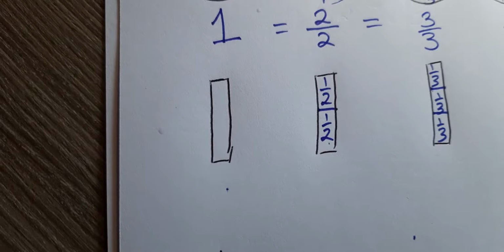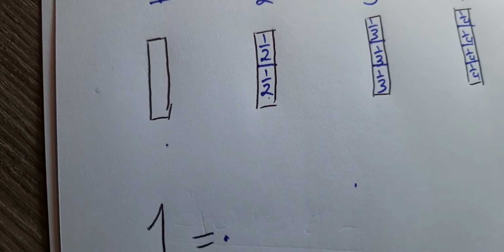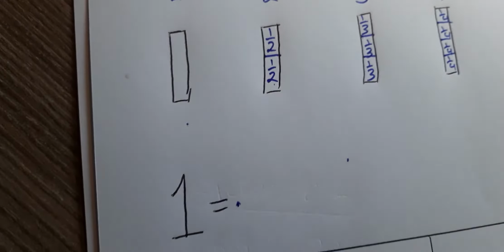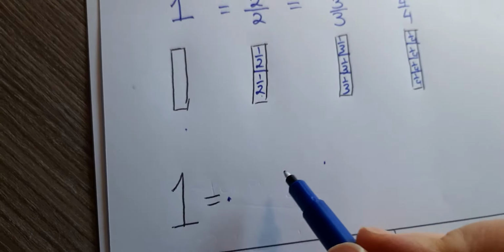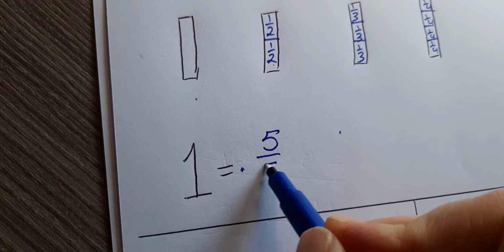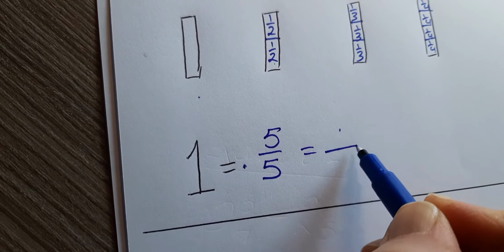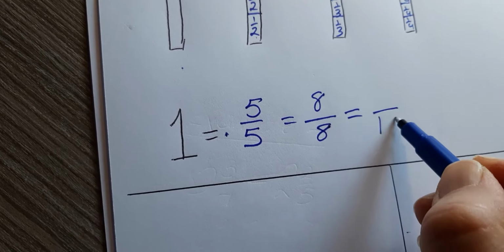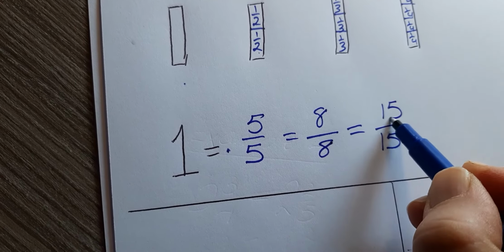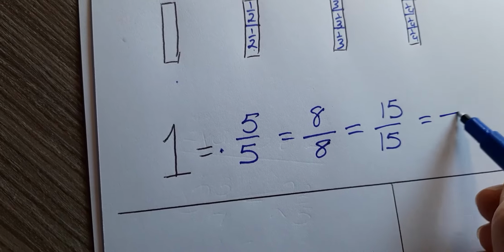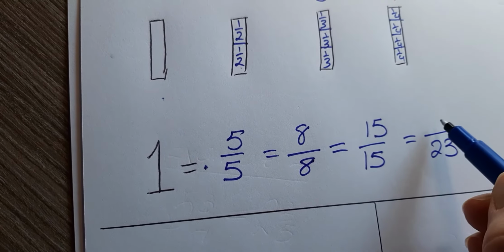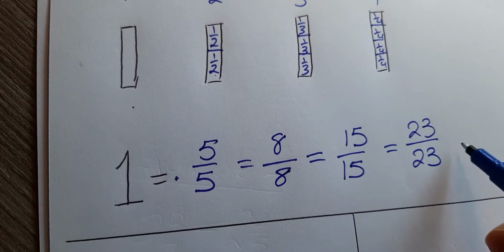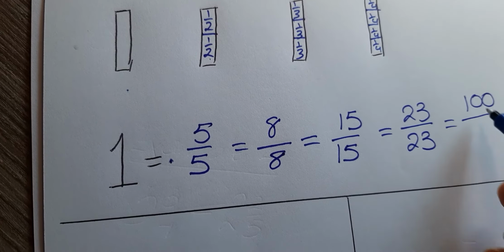So we can write the whole really as, it doesn't have to be fifths, quarters, thirds. It can be anything. 1 whole equals 5 fifths. If we're talking about eighths, 8 eighths. If we're talking about 15ths, 15 15ths. If we're talking about 23rds, we cut it into 23 equal pieces, and it's 23 of those. It could be 100 100ths.